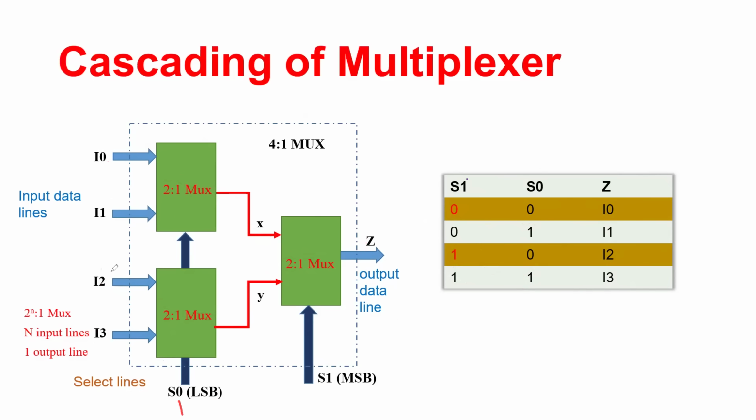S0 is 1, which means I1 and I3 are available at X and Y respectively. And whether X or Y gets connected to Z depends on the value of S1 here. So in these two rows, if S1 is 0, X becomes available at Z, and X has the value of I1. That's why we see I1 comes here. And when S1 is 1, Y gets connected to Z, and essentially I3 gets connected to Z through Y.